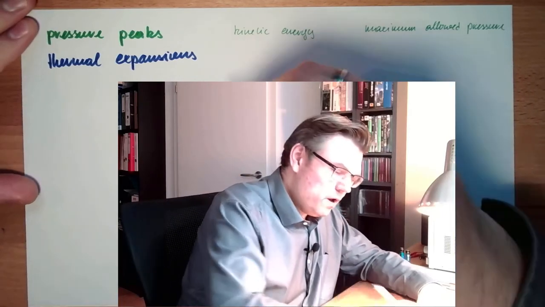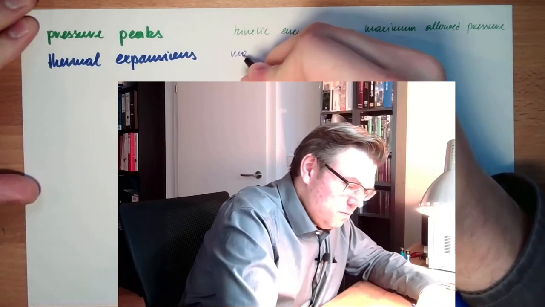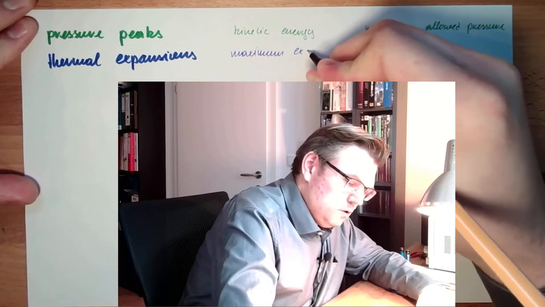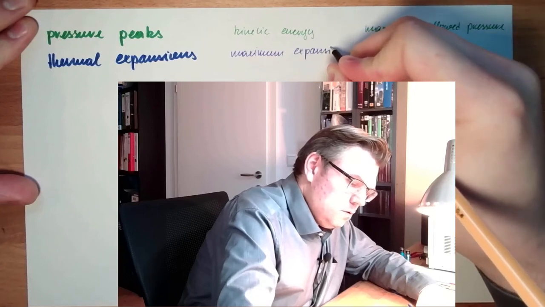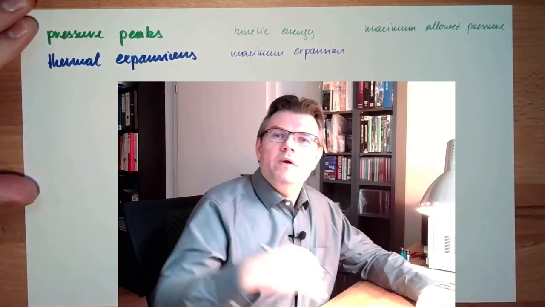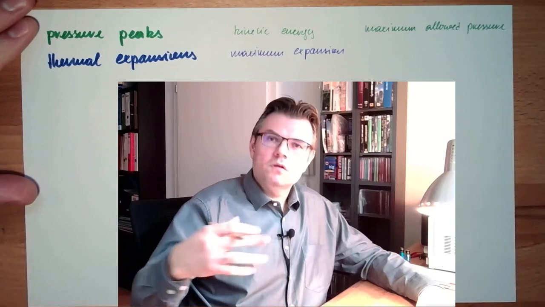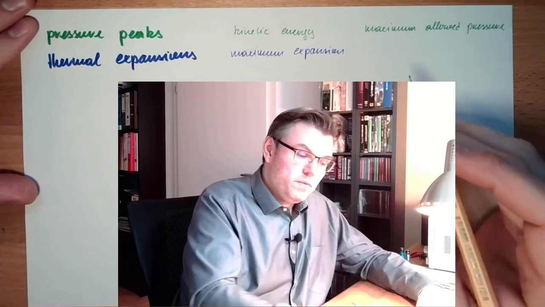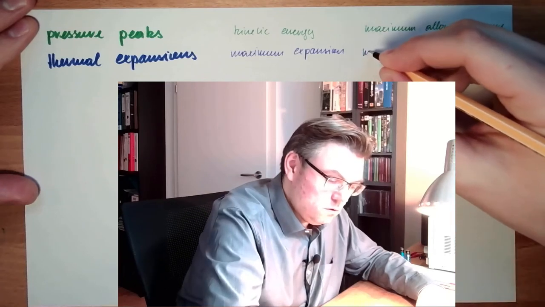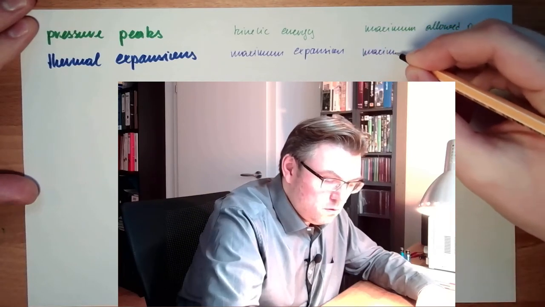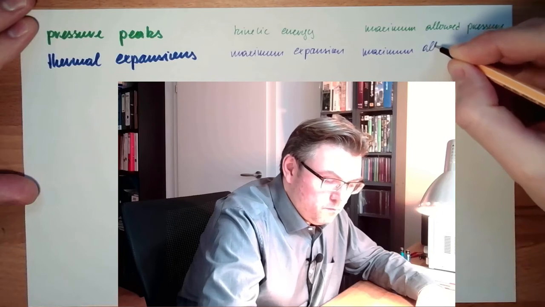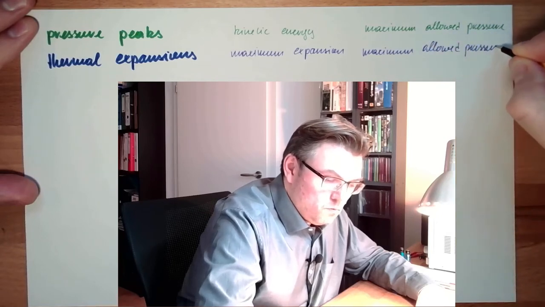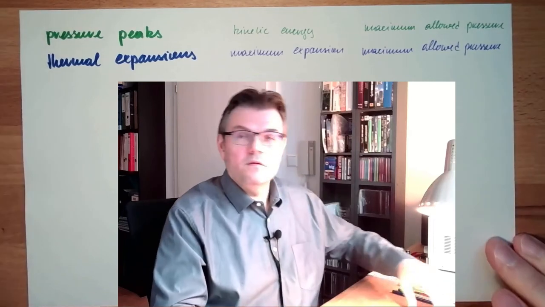So here we have a maximum expansion, depending on how many liters are in there and what type of liquid this is. We have a maximum expansion and of course the maximum allowed pressure. These are the things.